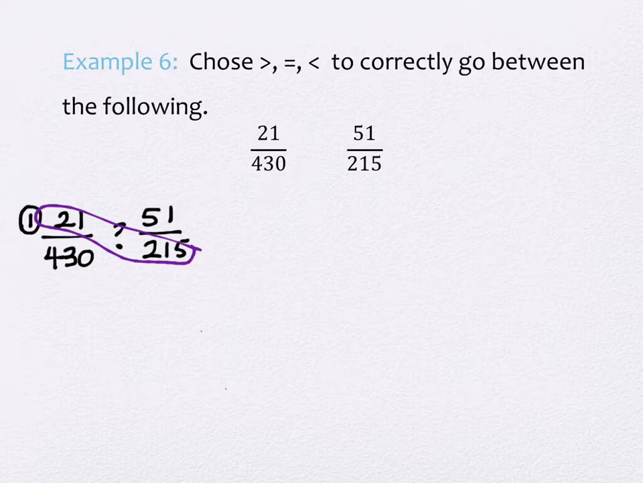Please say somebody has a calculator because we're not doing that in our head, right? Emily does. Thank you, Alicia. 4515. How about the other diagonal? 51 times 430. Wow.